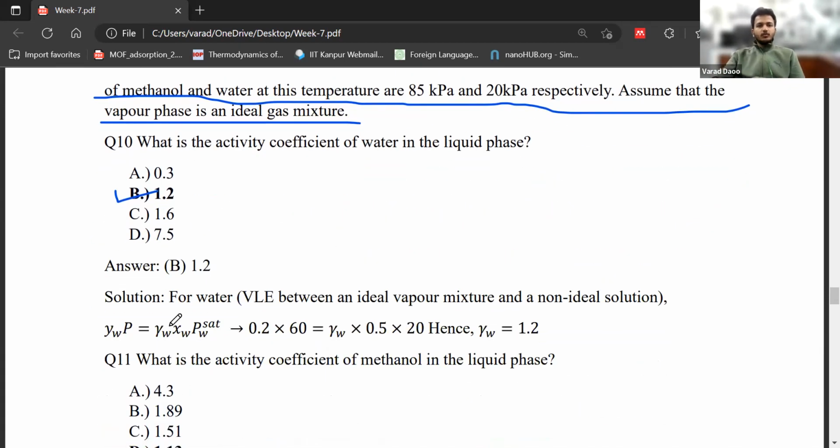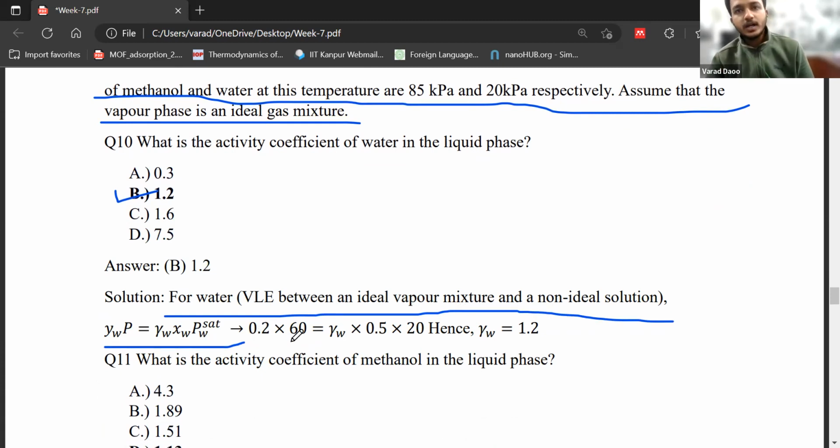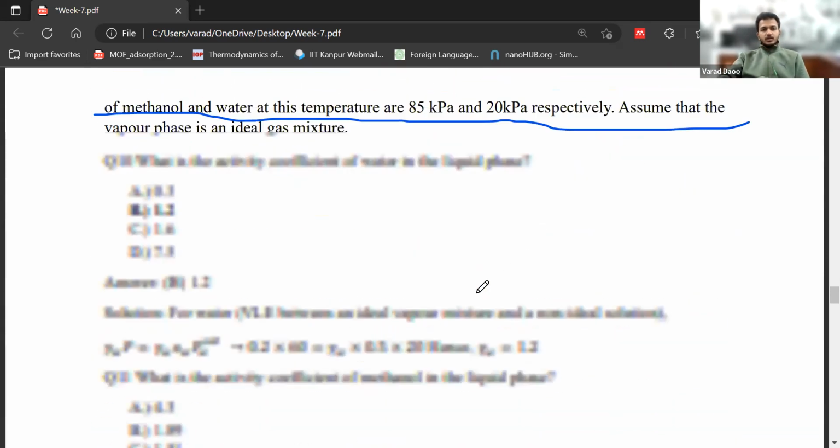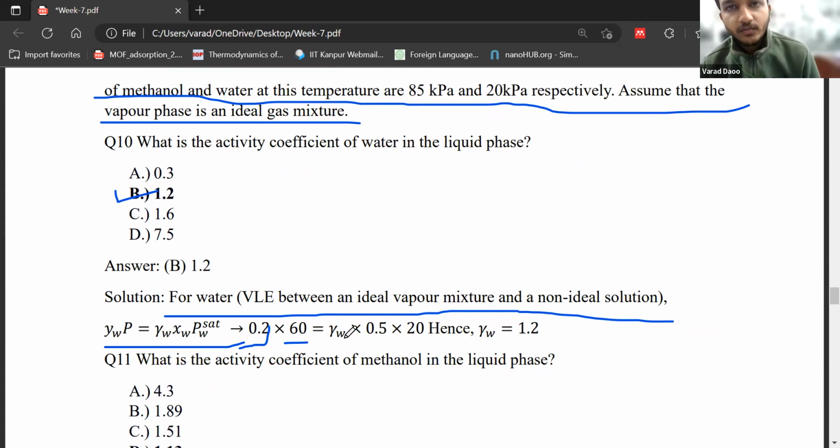So for water, we have VLE between an ideal vapor mixture and a non-ideal solution. We know y_i P_T equals x_i P_i^sat gamma_i. Here, for i, we are writing for water. So we put in the known values. The mole fraction of water in the vapor phase is 0.2, and the total pressure is 60 kPa. From these values, what we need to find is the activity coefficient of water.